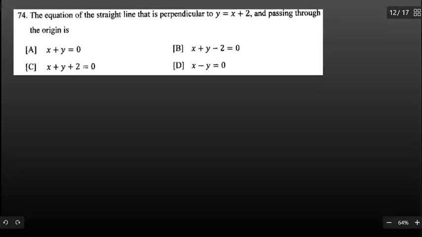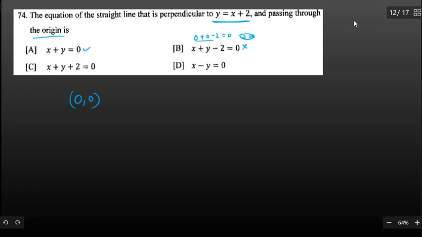Let's move to the next question, and the question is the equation of the straight line that is perpendicular to y equals x plus 2 and passing through the origin is. Now passing through the origin means 0, 0. By putting this 0, 0, we can cancel out some options. So let's put 0, 0 in the first equation. 0 plus 0 is equal to 0. So this verifies. Then 0 plus 0 minus 2 equals 0. Is it possible? So minus 2 is equal to 0. Is it possible? No. So this is cancelled.